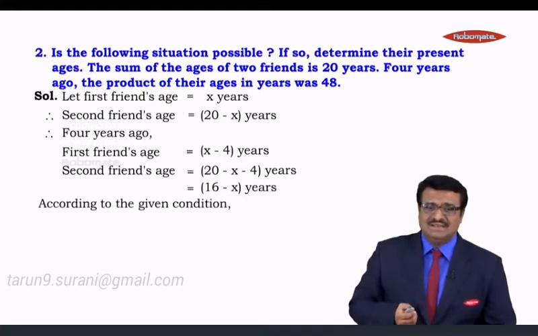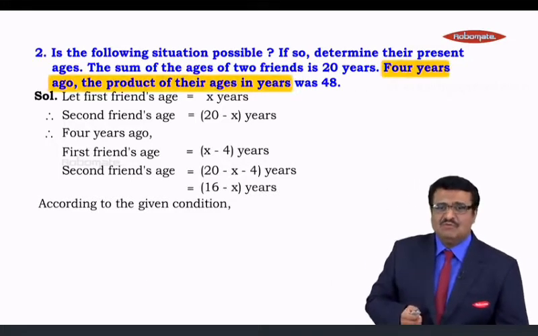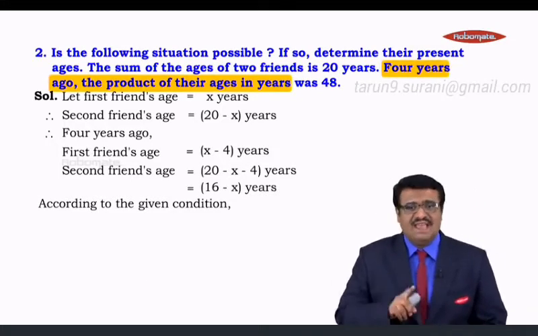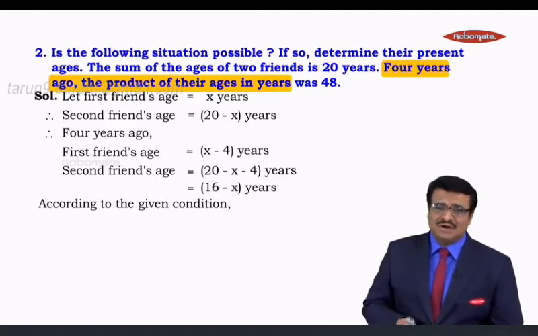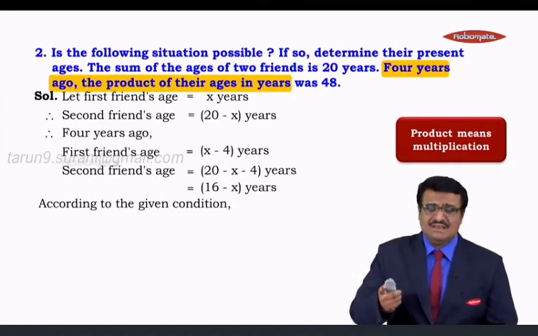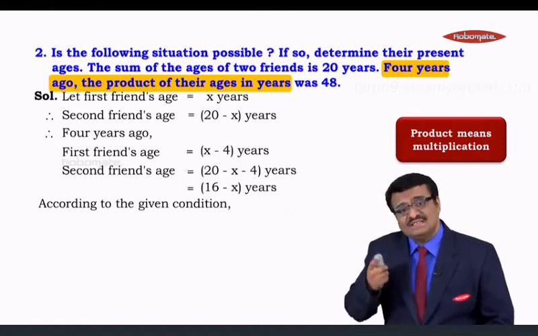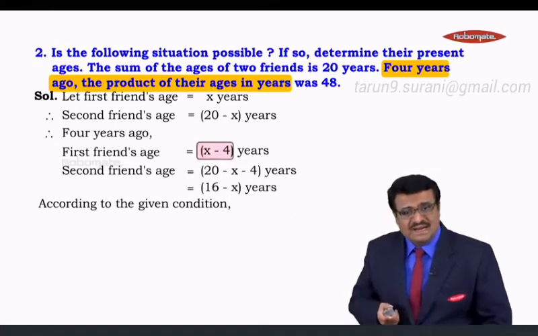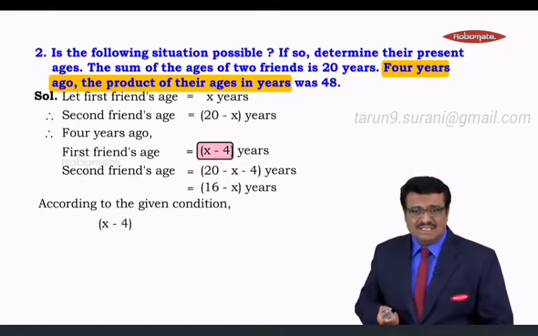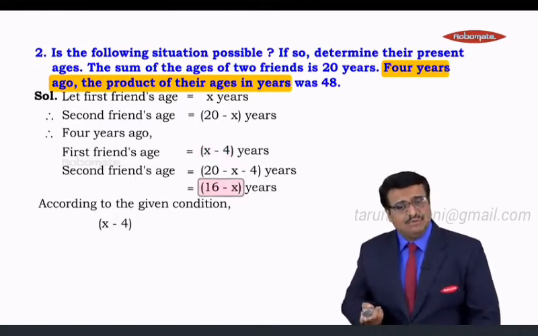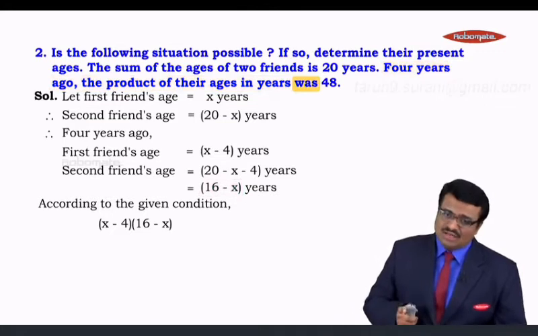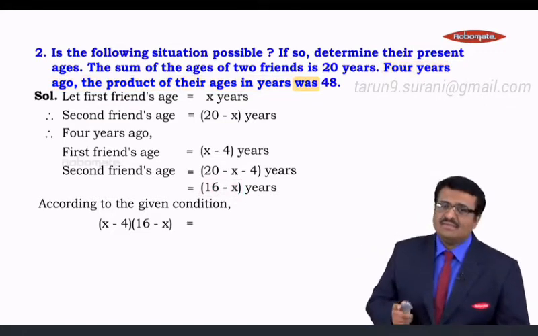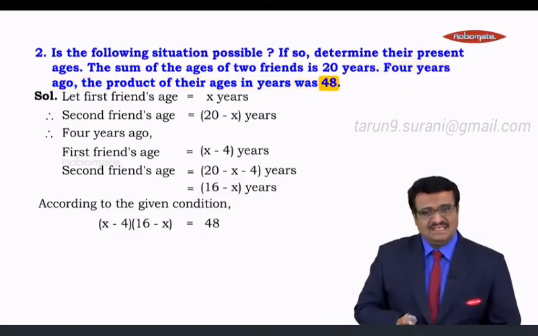Now what condition is given? According to the condition, 4 years ago, product of their ages was 48. Product means multiplication. Multiplication of their ages 4 years ago. So first friend's age 4 years ago, that is x minus 4, into the second friend's age 4 years ago, which is 16 minus x. The product of these two ages was 48. Now let us open the brackets and simplify.